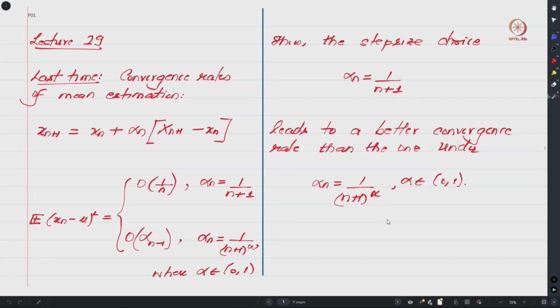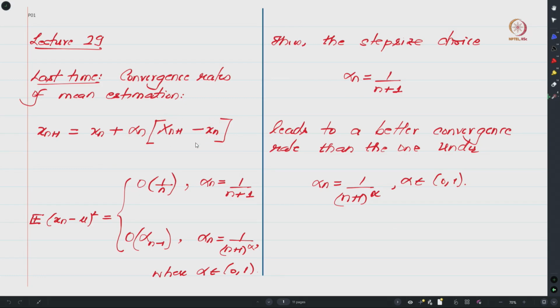So in today's class we will ask ourselves, can we do better than this 1 over n convergence rate that we obtained by choosing the step size of the form 1 over n plus 1? With this idea in place, let us do a formal review of what we have done so far, right. So in this week we have been looking at the convergence rates of the mean estimation algorithm. By that I mean an update rule of the form x_{n+1} equals x_n plus alpha_n times (X_{n+1} minus x_n), right.